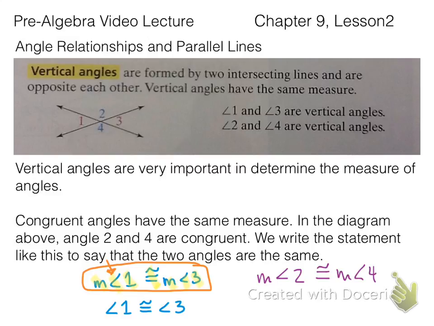All right, and vertical angles are very important in determining the measure of angles, because if you know what the measure of angle 1 is, and you know that the measure of angle 2 makes a straight line, which we're going to talk about in just a bit, that means that if you know angle 1, you can figure out angle 2. All right, so vertical angles are very important.